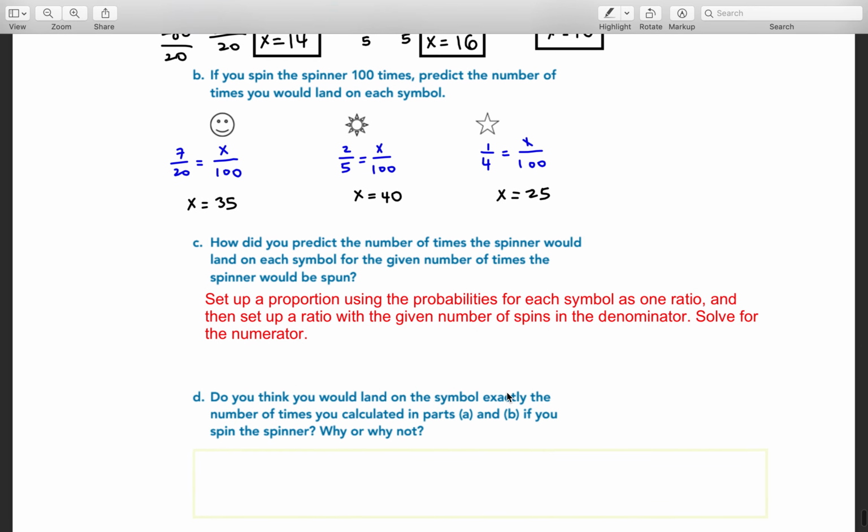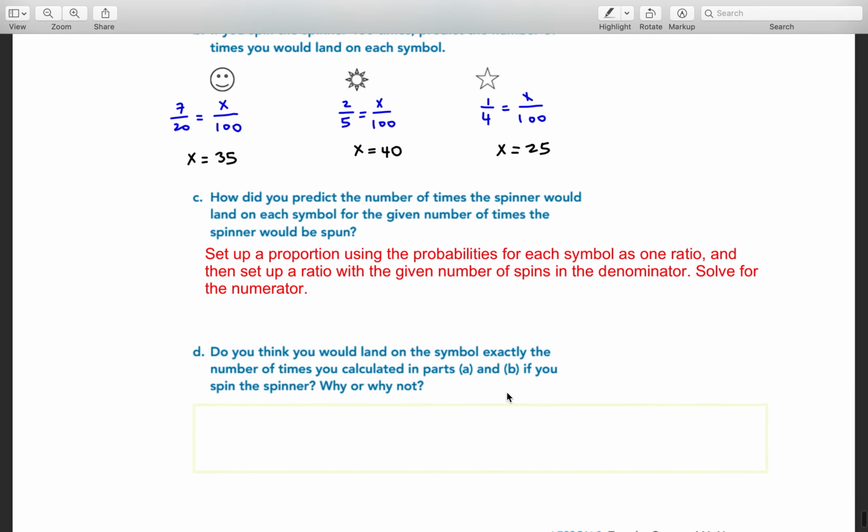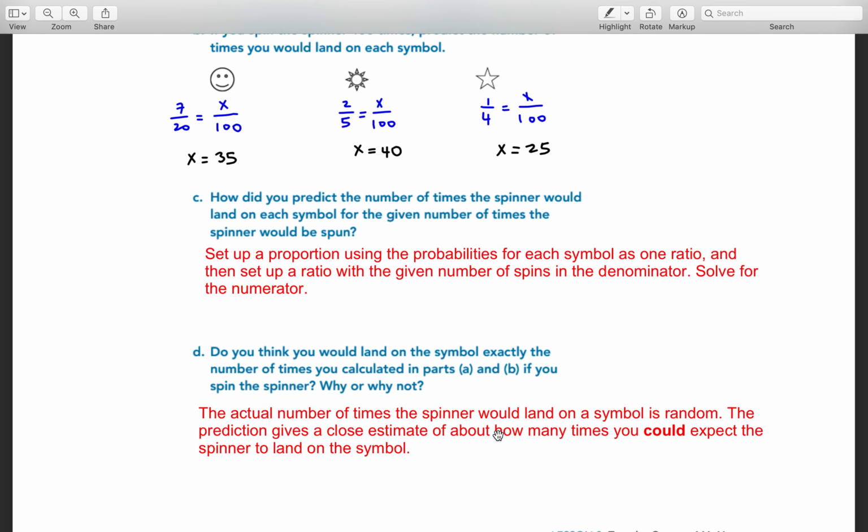Do you think you would land on each symbol exactly the number of times you calculated in parts A and B if you spin the spinner? Why or why not? Well, the actual number of times a spinner lands on a symbol is random. This is just an educated guess, just a prediction. The prediction gives a close estimate of how many times you could expect the spinner to land on the symbol.